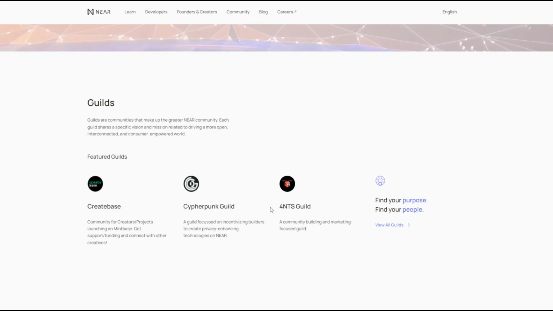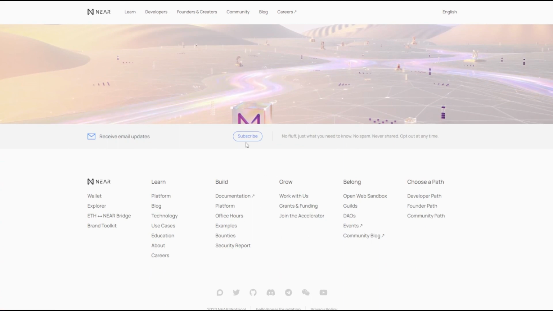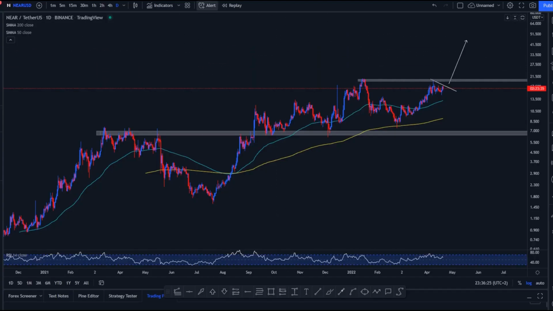So a few pieces of information about the guilds right here, but probably the most important part is the Near platform itself. You have their documentation right here if you want to check out the white paper and everything. But Near itself is a collective more so than a blockchain itself, for people who want to be like-minded and who want to help each other out to succeed in the Web3 world. It's also a foundation and a blockchain, obviously. They have their own token as well, Near, that's the token's name.